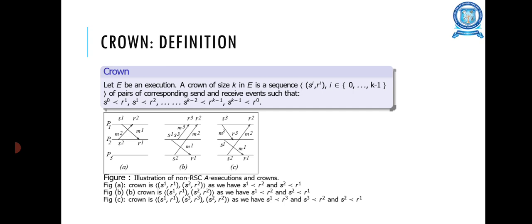First, in part A, the crown is S1, R1, S2, R2. We have S1 precedes R2 and S2 precedes R1. In part B, the crown is also S1, R1, S2, R2. We have S1 precedes R2 and S2 precedes R1. In the next part, the crown is S1, R1, S3, R3, S2, R2. We have S1 precedes R3, S3 precedes R2, and S2 precedes R1.